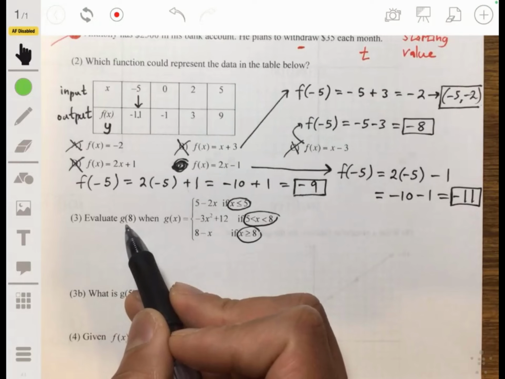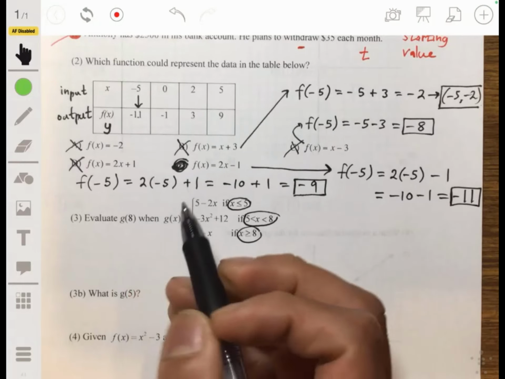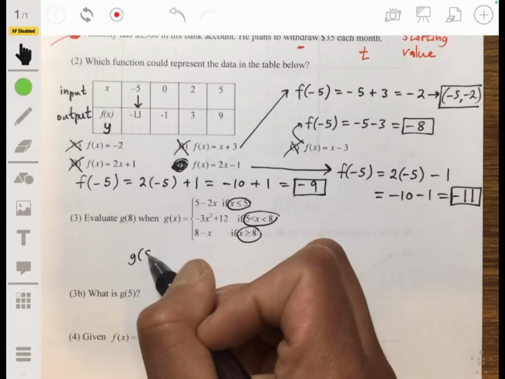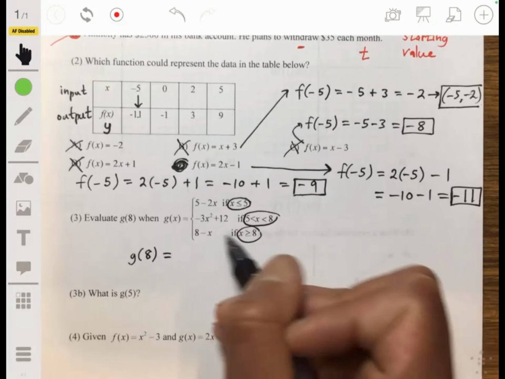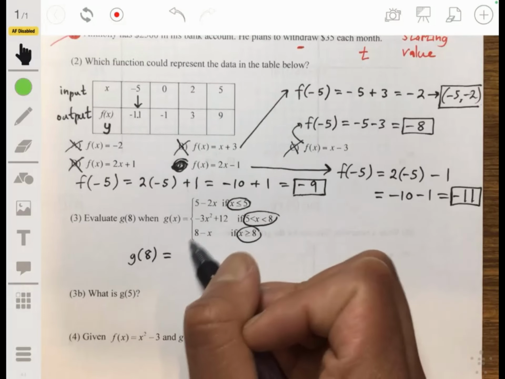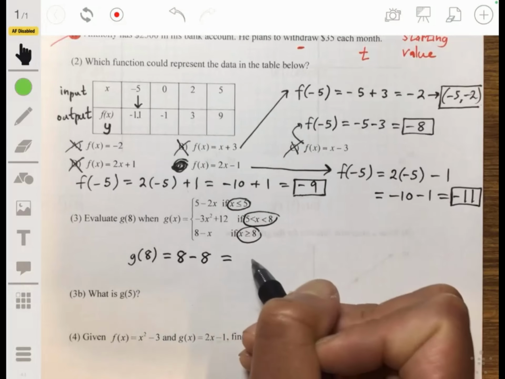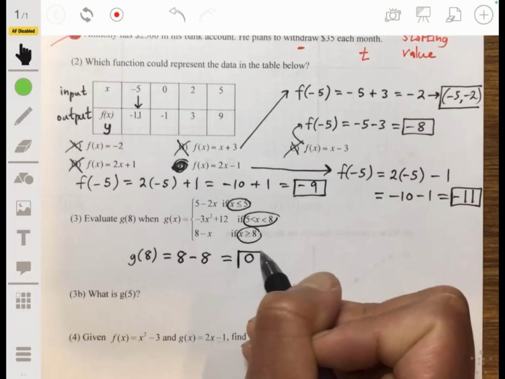So this says evaluate g of 8. So we're evaluating when x equals 8. So g of 8 is going to be plugged into here because x is greater than or equal to 8. So then g of 8 will be equal to 8 minus 8. And g of 8 will then just be equal to 0.